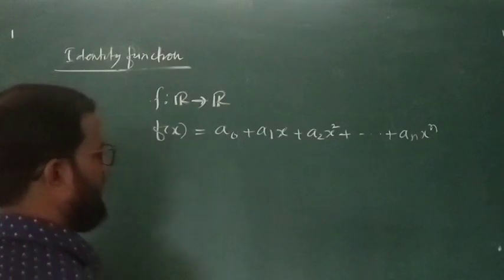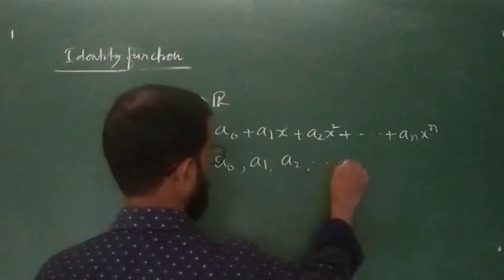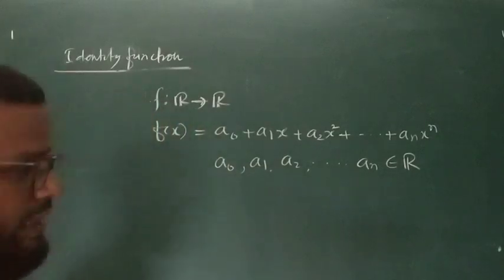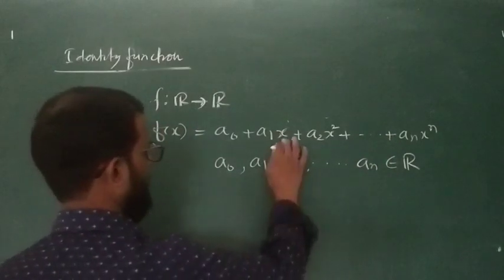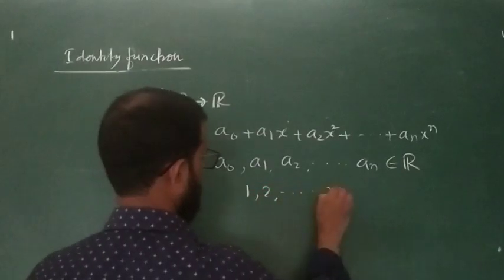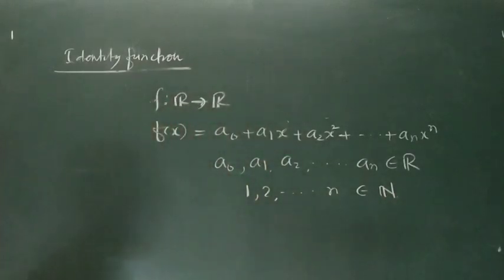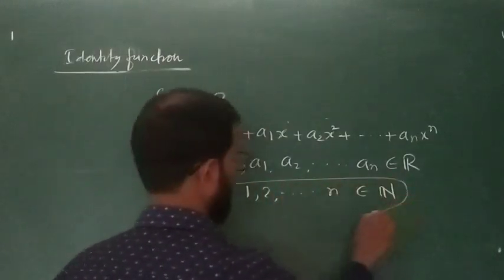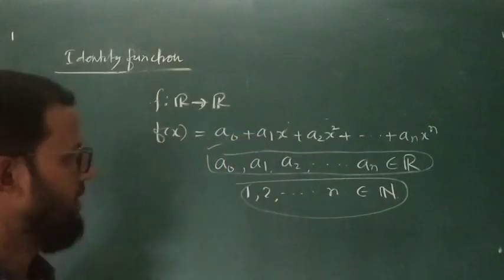How will it be a polynomial? The condition is that the coefficients a0, a1, a2 ... an must be real numbers. Very very important. These are all individually real numbers, and the powers of x, the indices 1, 2 ... n, all these indices should be natural numbers, positive integers. Very very important is this. If these two conditions are satisfied by any such algebraic expression, then this algebraic expression is called a polynomial.